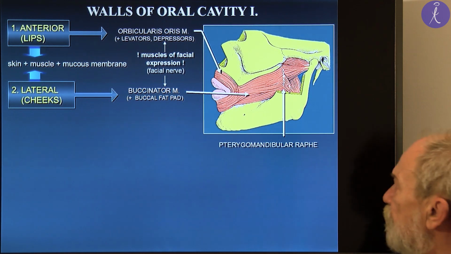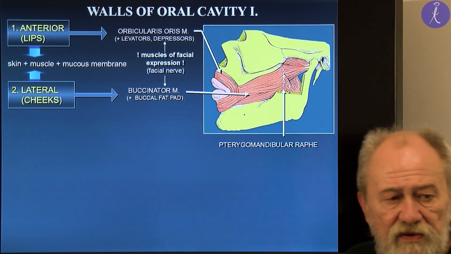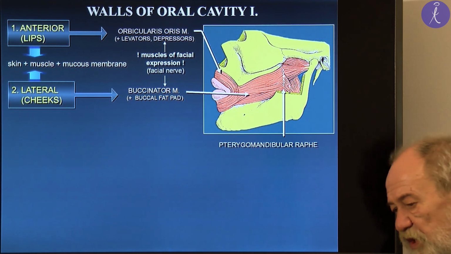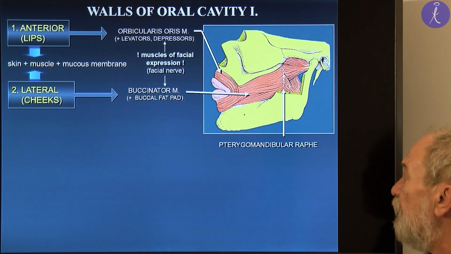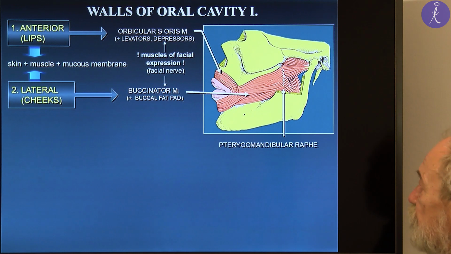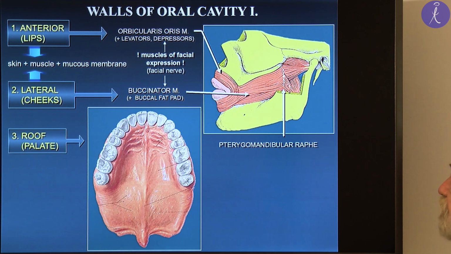Regarding muscles of facial expression, the only thing you should know, and will hear many times, is that all these muscles are innervated by the seventh cranial nerve, the facial nerve, indicating their embryonic origin.